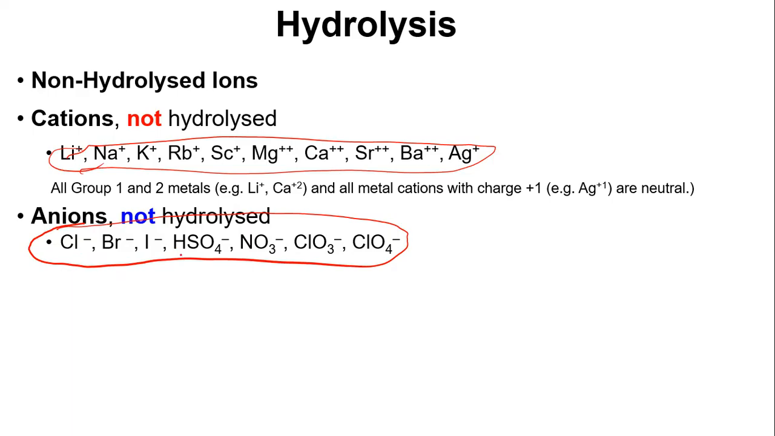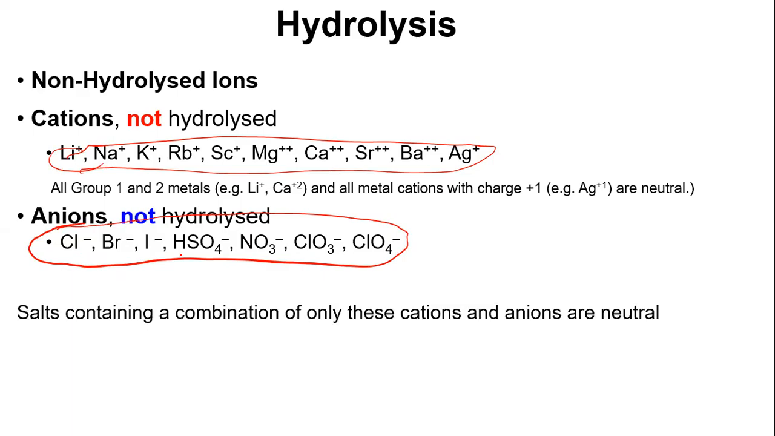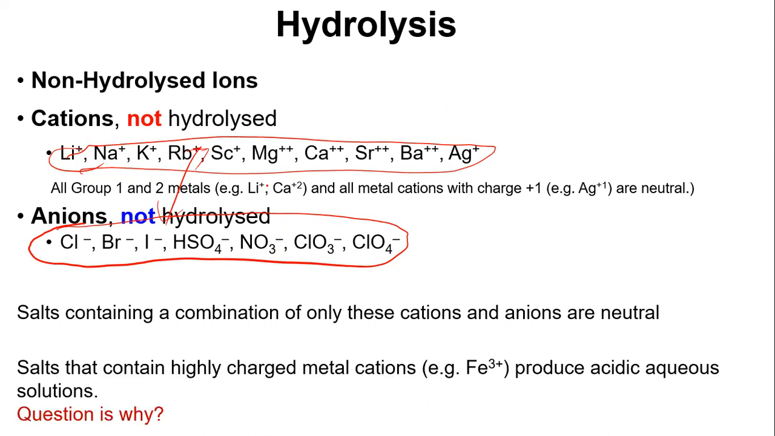Good. Now, all group 1 metals, lithium and calcium, and all metals with a cationic charge of +1 are neutral. Salt containing a combination of only these cations and anions are neutral. So we are saying that if you have both of them paired, then it becomes neutral, right? If you have any cation or anion outside the ones listed here, then we are getting either an acidic or basic solution, not a neutral solution. We are saying that salt that contains highly charged metal cations, Fe3+, produces an acidic aqueous solution.